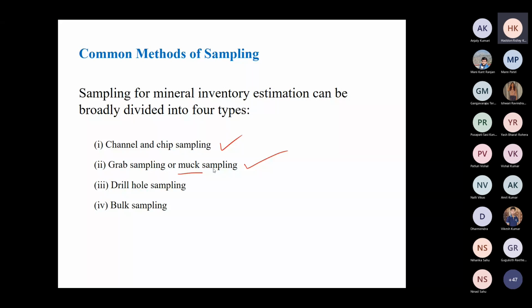There are principles of grab sampling. Then the third one is drill hole sampling. This is a very special type of drill hole sampling when the work is going on. And the fourth is bulk sampling. This also we'll talk about. These 4: channel and chip, grab and mark sampling, drill hole sampling, and bulk sampling, we'll be talking about in the next class. In between, after this class, I am uploading reading materials for your study.